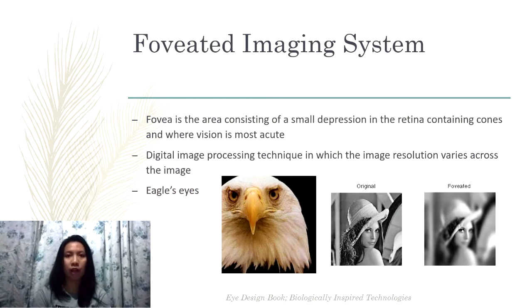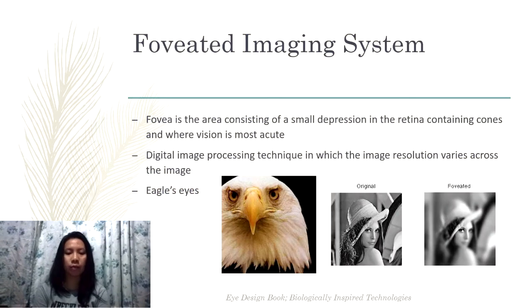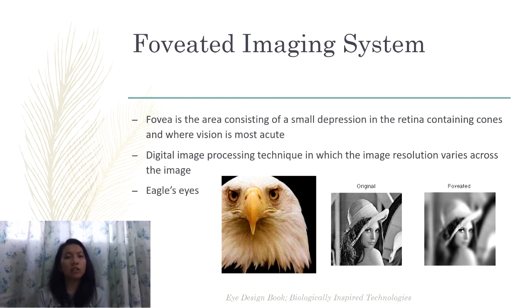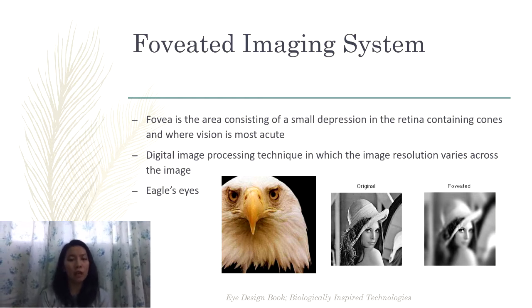Another form of camera-type eyes is the foveated imaging system. Foveated imaging system is a digital image processing technique in which the image resolution varies across the image according to one or more fixation points. Fovea is the area consisting of a small depression in the retina containing cones and where vision is most acute. Eagles need to see long distances with good resolution in order to hunt. They have closer sensor spacing than human eyes, so they are able to see more details at a given distance.